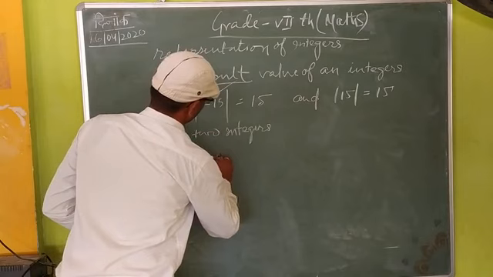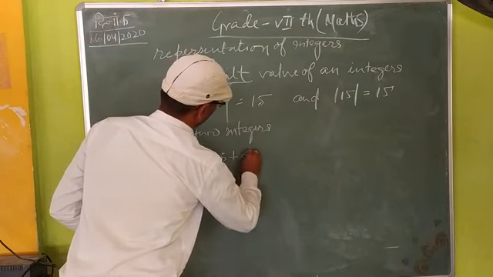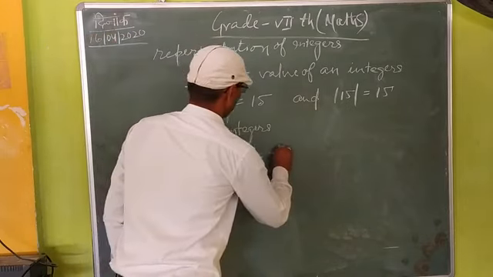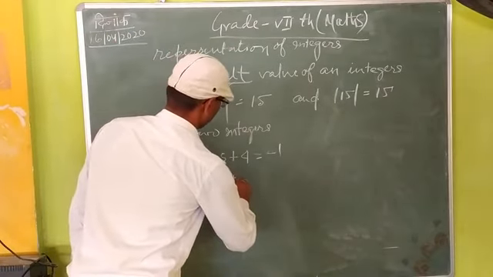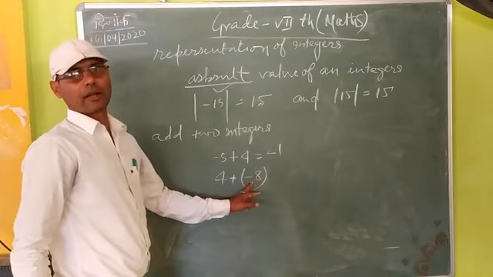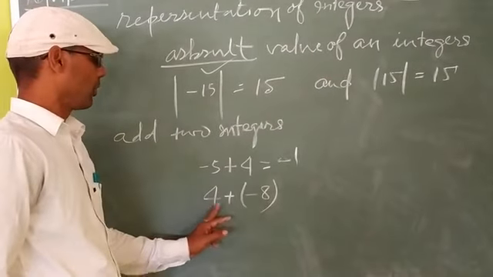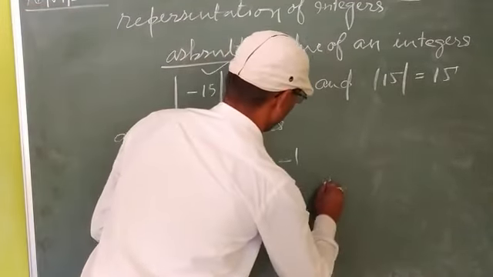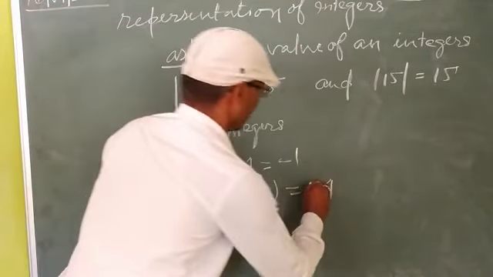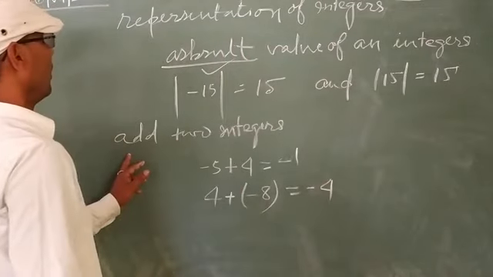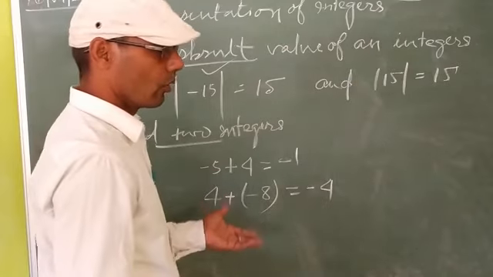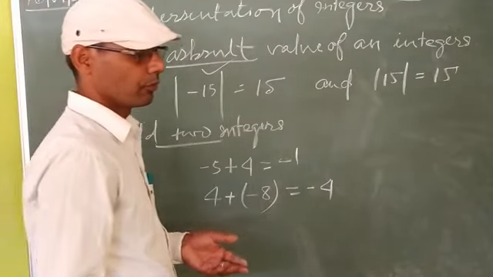like -5 plus 4. What will be its result? -5 plus 4, -1. 4 plus -8 gives -4. The negative sign is greater than the positive. 8 minus 4 remains 4. The greater sign is negative, so we will insert a negative here. This is addition. Subtraction you already know, it is too easy for you.